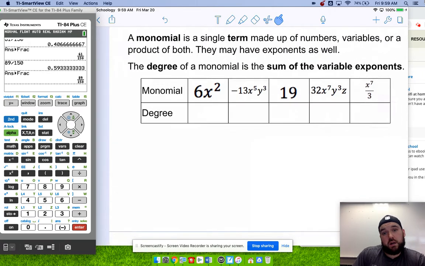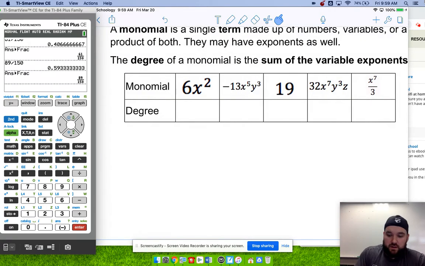The degree of a monomial is simply, we're going to talk about the degree of a term, and the degree is the sum of the exponents, but only the exponents that are on the variables. So x, y, z, the letters.